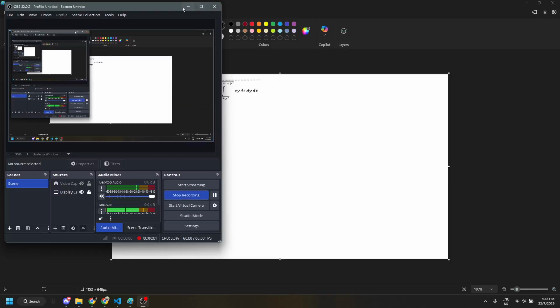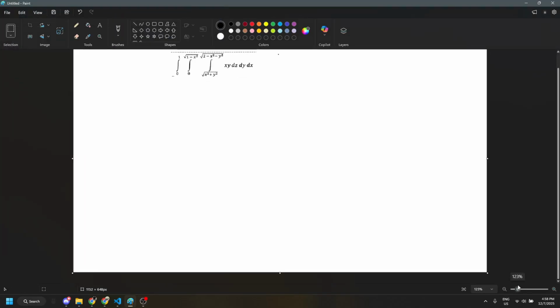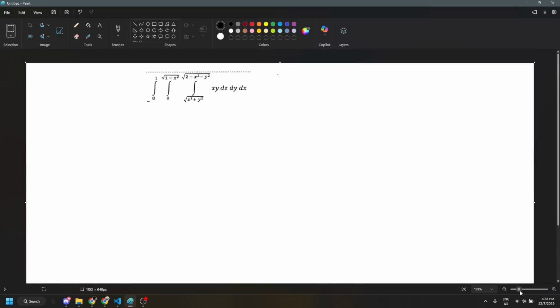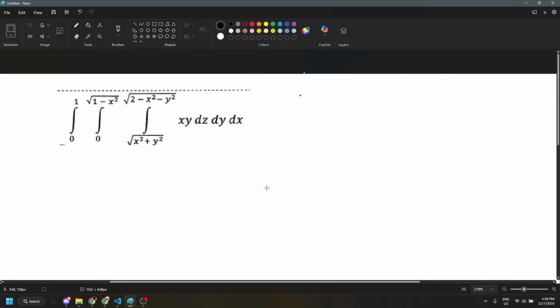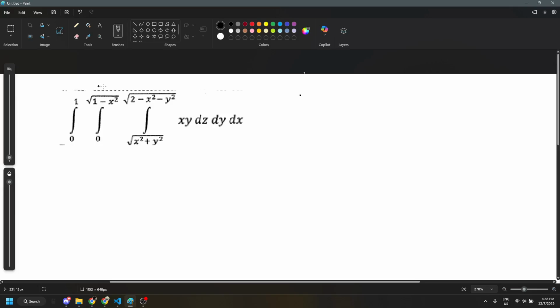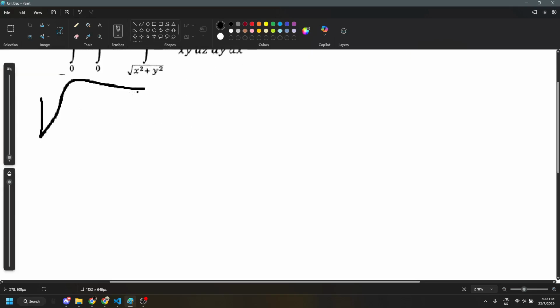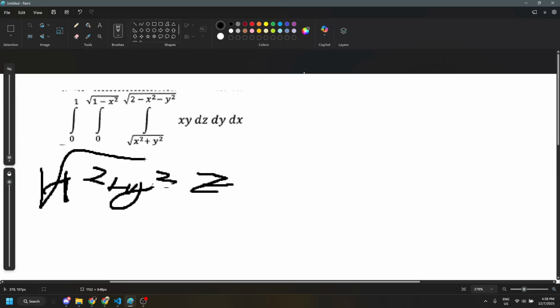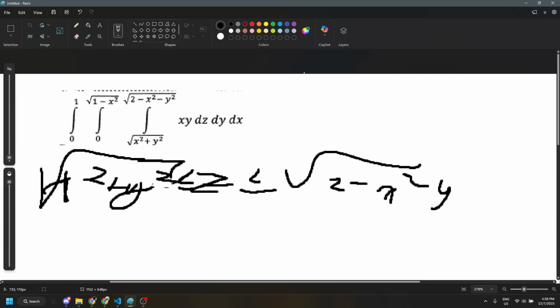Okay, I was requested to do triple integrals, so today we're going to do triple spherical integrals. We need to solve this by translating this into spherical coordinates. First off, let's imagine this shape. We know z is between the square root of x squared plus y squared, and the square root of 2 minus x squared minus y squared.